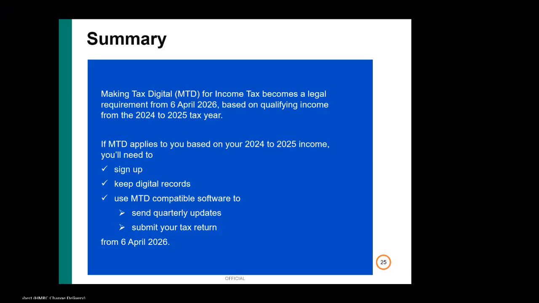So to conclude our presentation, here's a summary of what we've covered today. MTD becomes a legal requirement from the 6th of April 2026 based on qualified income from the 2024 to 2025 tax year. If MTD applies to you based on your 2024-2025 income, you'll need to sign up, you'll need to keep digital records, use MTD compatible software to send quarterly updates, and to submit your tax return from the 6th of April 2026.